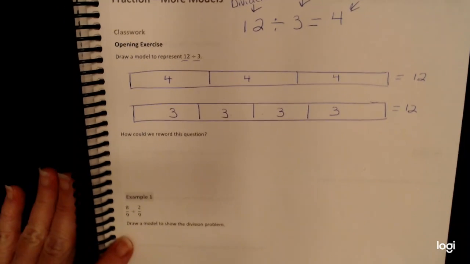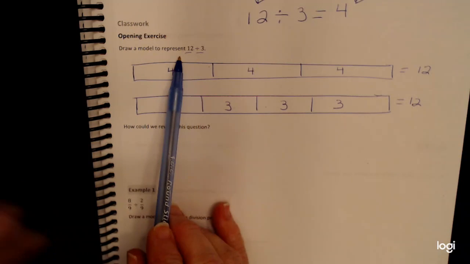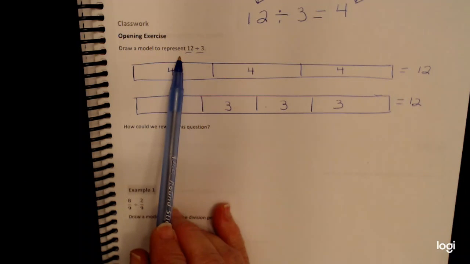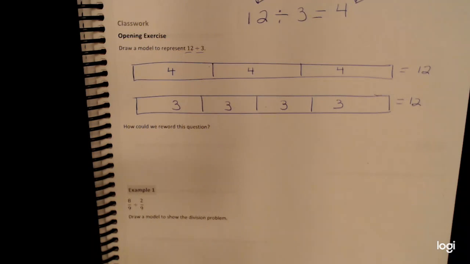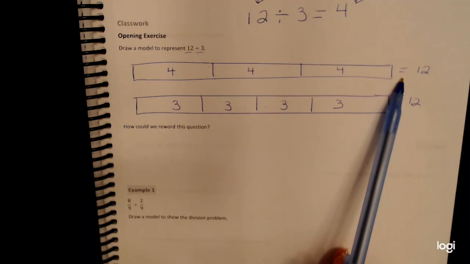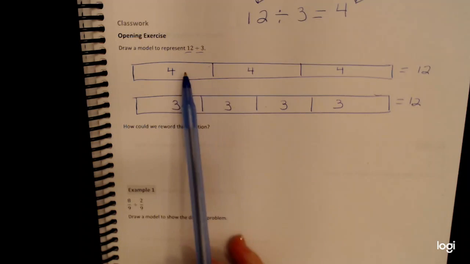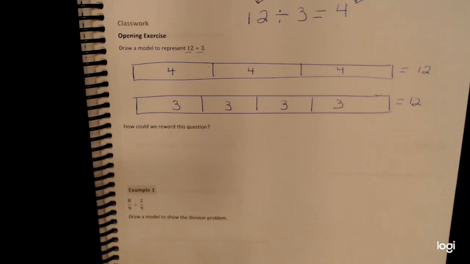The question underneath says, how could we reword this question? Well, the question says 12 divided by 3. If I wanted to reword this, there are a couple ways I could do it. I could say something like, if we divide 12, which I did, into 3 groups of equal size, what is the size of each group? I could say if we divide 12 into groups of size 3, how many groups do we have? Okay, so there's a couple of things to do.